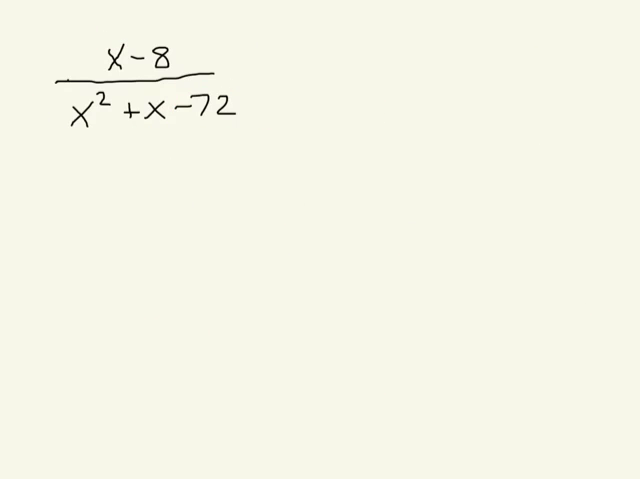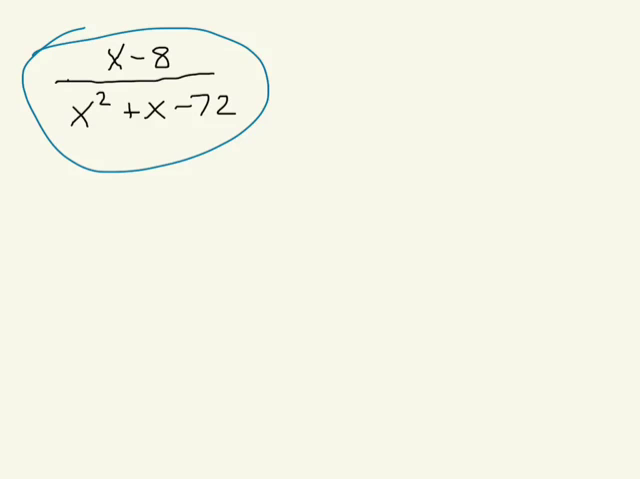Okay, so I got a request to go over one of the simplification problems. So we want to simplify this rational expression right here, x minus 8 over x squared plus x minus 72. And this is actually on your bingo sheet. So if you want to find that problem, if you haven't done it yet, you can follow along with me.